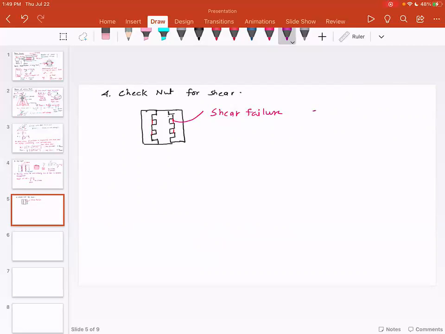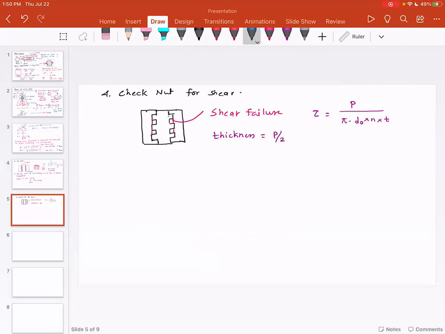So for that, tau is equal to P divided by pi times dO times N multiplied by T. Now, thickness of the screw thread is given as P by 2.